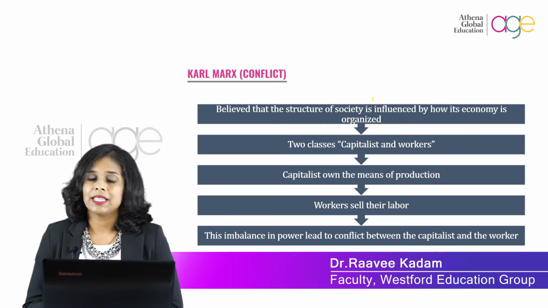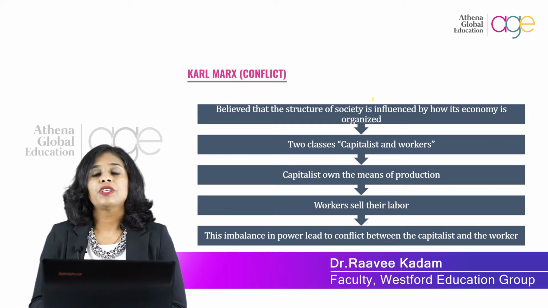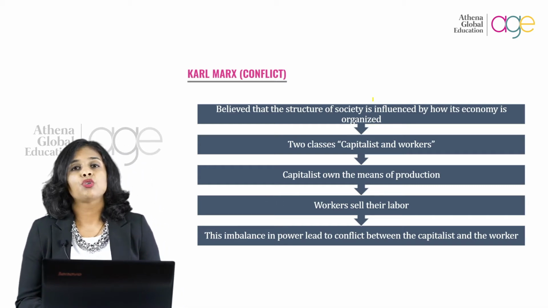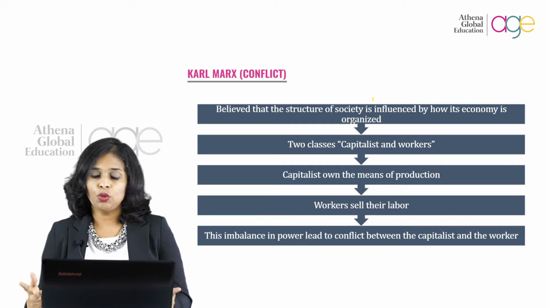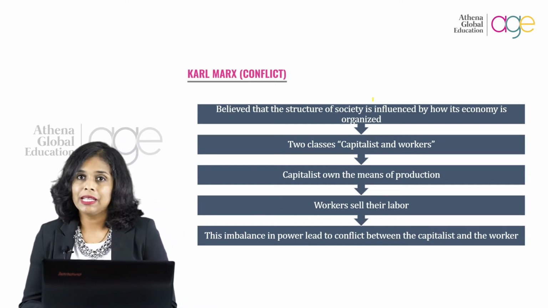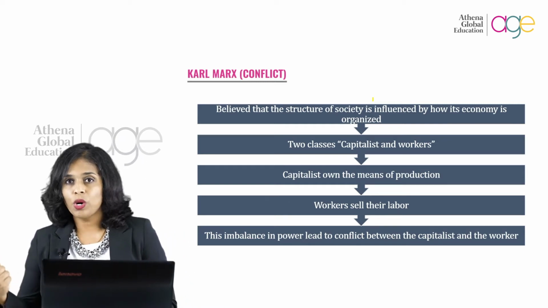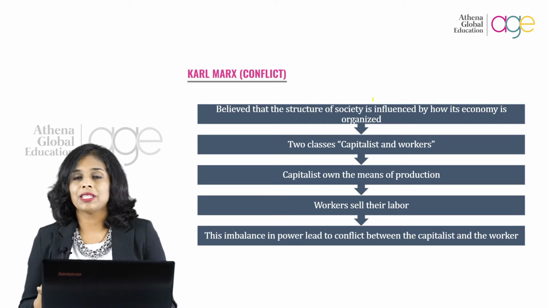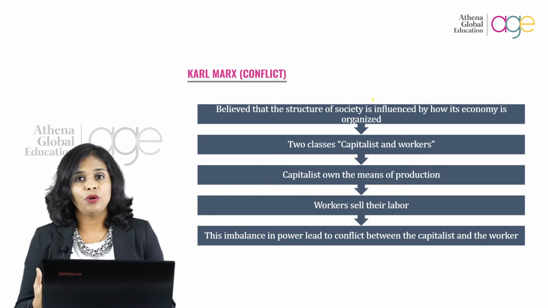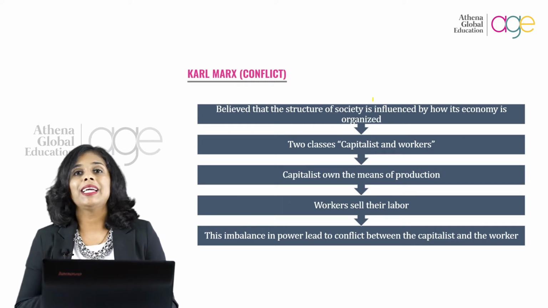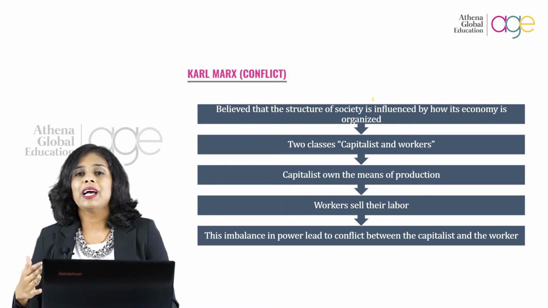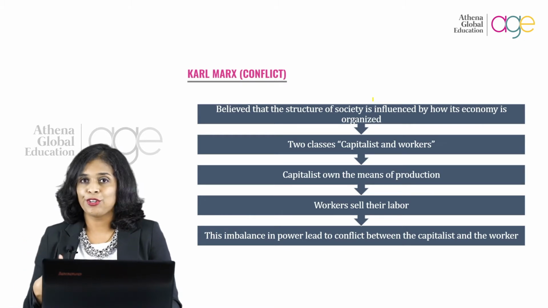He believed that the structure of the society is influenced by how its economy is organized. Typically in this economy there will be two classes. You will have capitalists on one side and the workers on the other side. Capitalists own the means of production; they are the landowners, the factory owners, the merchants. Workers are the working class who sell their labor for a certain amount of money.